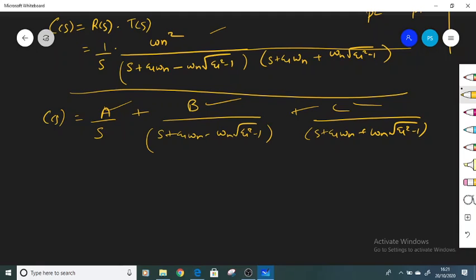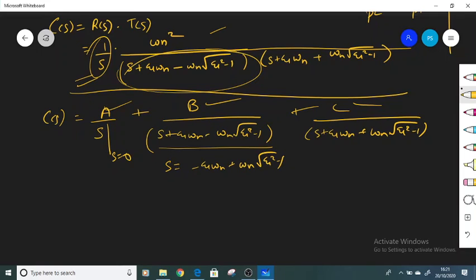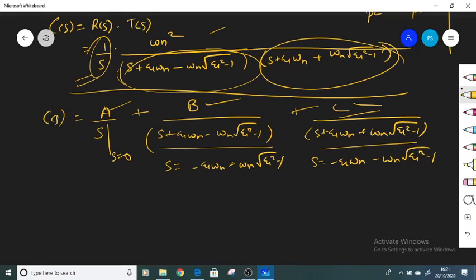To find the value of A, you have to put s equal to 0 in this equation, keeping aside this term. To find B, you have to put s equal to minus zeta omega n plus omega n under root of zeta square minus 1 in this equation, keeping aside this complete term. Similarly, for C, you have to substitute s equal to minus zeta omega n minus omega n under root of zeta square minus 1, keeping aside this. So all the values of s that you have, you will have to substitute, and when you substitute them, you will get the values of A, B and C.